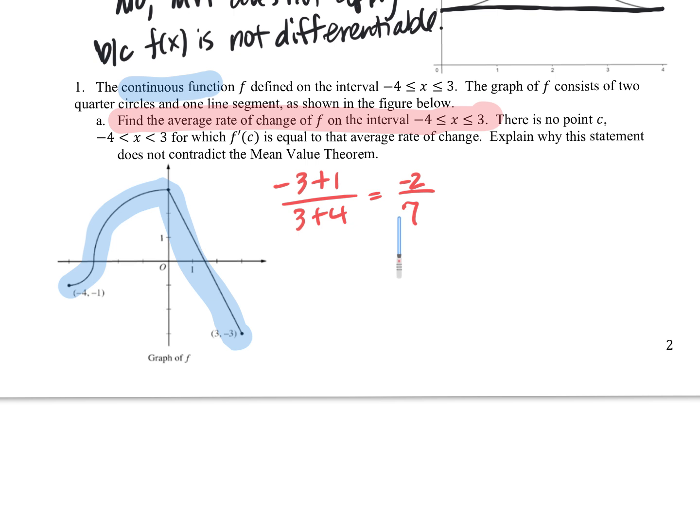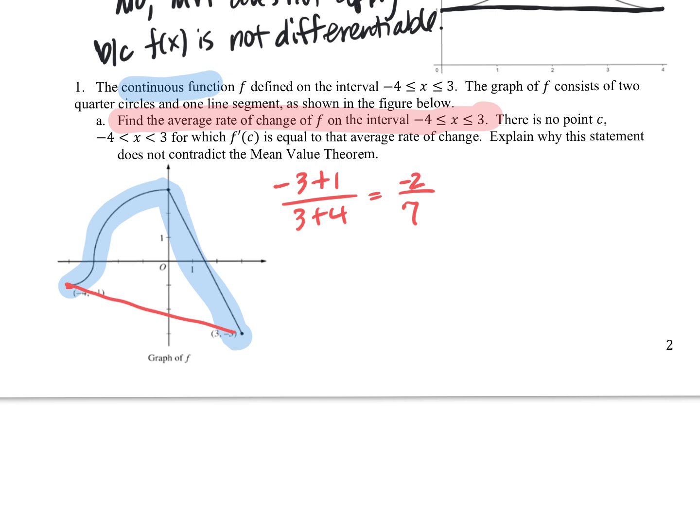And it's saying, go find that average rate. Boom, we just got a point. They said there is no point C from -4 to 3 where the slope is equal to this average rate of change. Why does this not contradict the mean value theorem? Why is there not another point that's guaranteed to have that same slope? Like my slopes don't look like they're ever parallel to it.